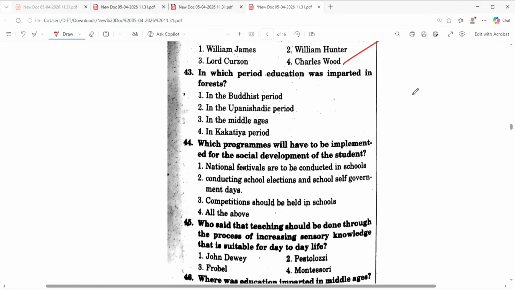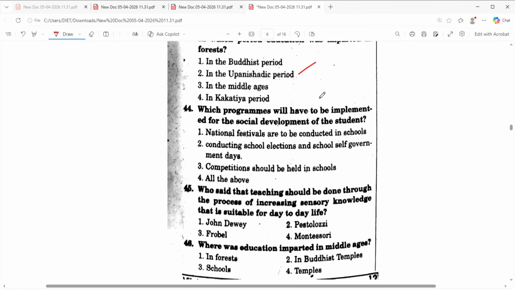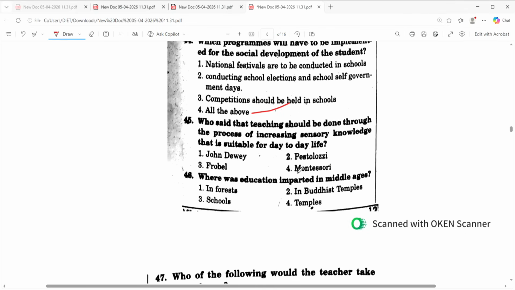In which period was education imparted in forests? 43. In the Upanishadic period, which program had to be implemented for the social development of the child? We have national festivals to be conducted, school elections, self-government, competition. So all the above. Who said that teaching should be done through the process of increasing sensory knowledge that is suitable for day-to-day life? 45. John Dewey, pedagogy, Froebel, Montessori. Montessori is the person, a lady who started kindergarten school, the Montessori type of education.